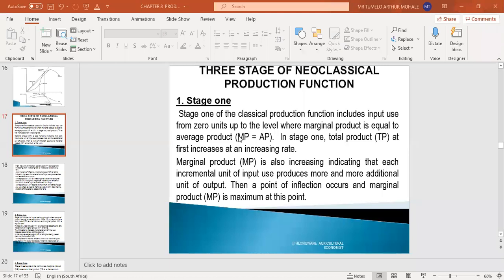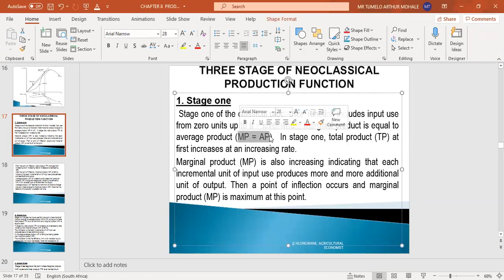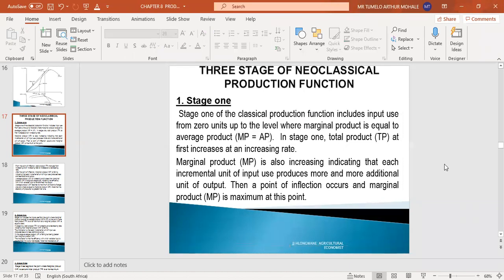meaning that it is this point here. So MPP is equal to APP, where APP is at its maximum. So write it down like that. APP reaches its maximum at the end of stage 1, where it is equal to MPP. So we get this function MPP equals APP at a point where APP is at its maximum, and that will be marking the end of stage 1.